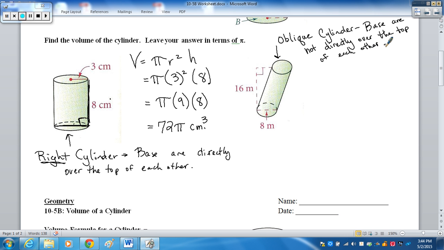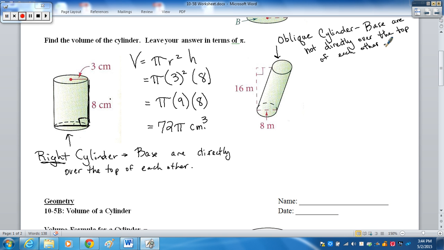Okay? And so I'm sure there's something embedded in the word oblique that tells us why they call it that, but I haven't researched it, so I apologize about that. Maybe you guys could Google that. What does the word oblique mean, and maybe why do we call it the oblique cylinder like that?